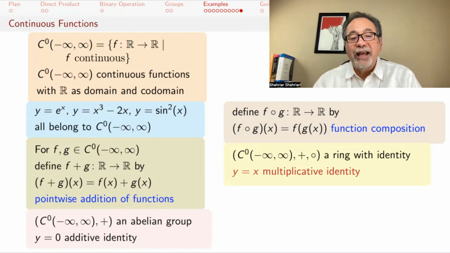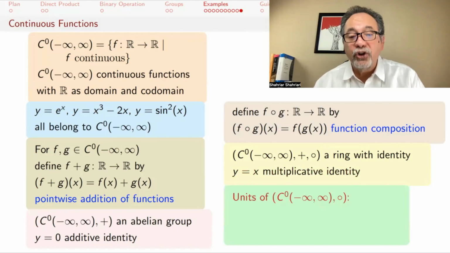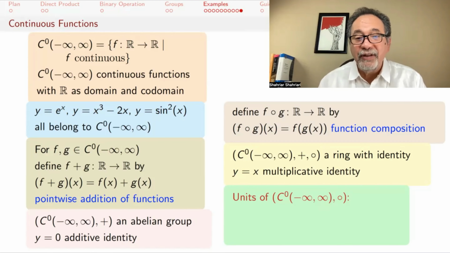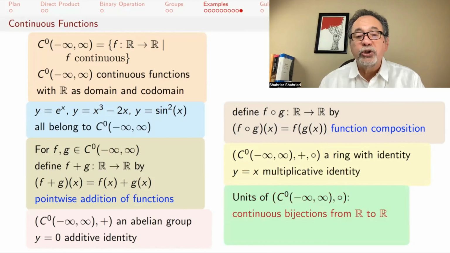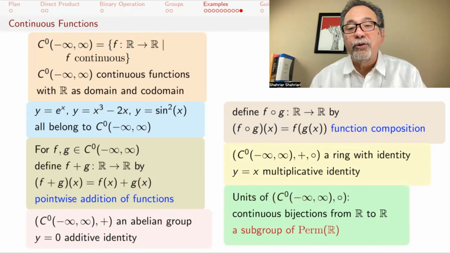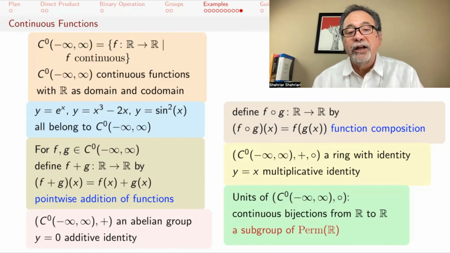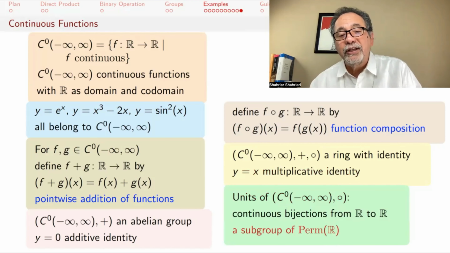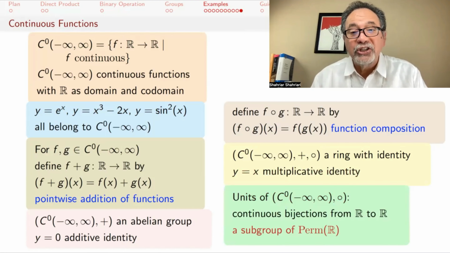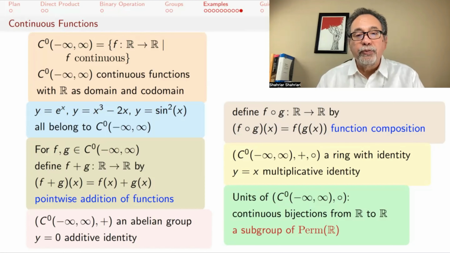That function is the multiplicative identity, because if you compose things with that function, nothing happens. If you do some function and then apply y equals x, which means just give me back whatever you had, then nothing happens. We can look at the units. That would mean the invertible functions, but which functions have inverses? Those are continuous one-to-one onto functions from R to R. Those are a subgroup of the perm of R. Perm of R, again, remember, was all one-to-one onto functions from R to R. The units of C0 minus infinity, infinity are those permutations that are also continuous. That's also a group, and it will be a subgroup of perm of R.